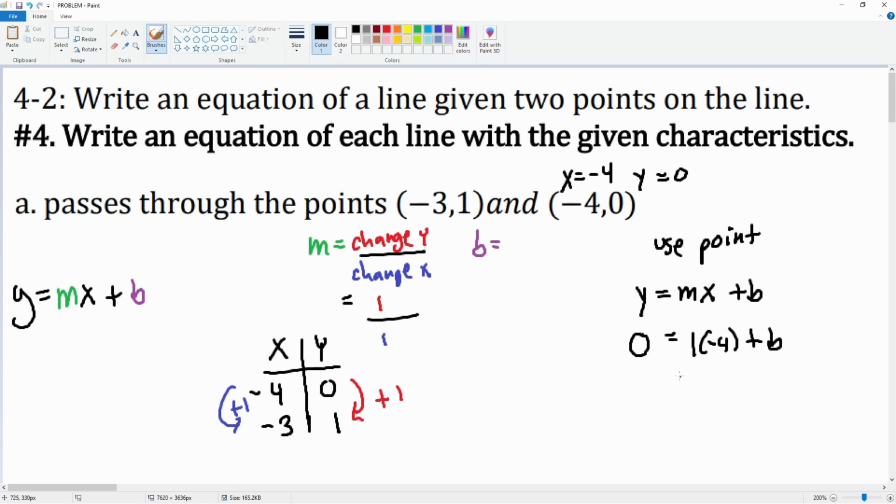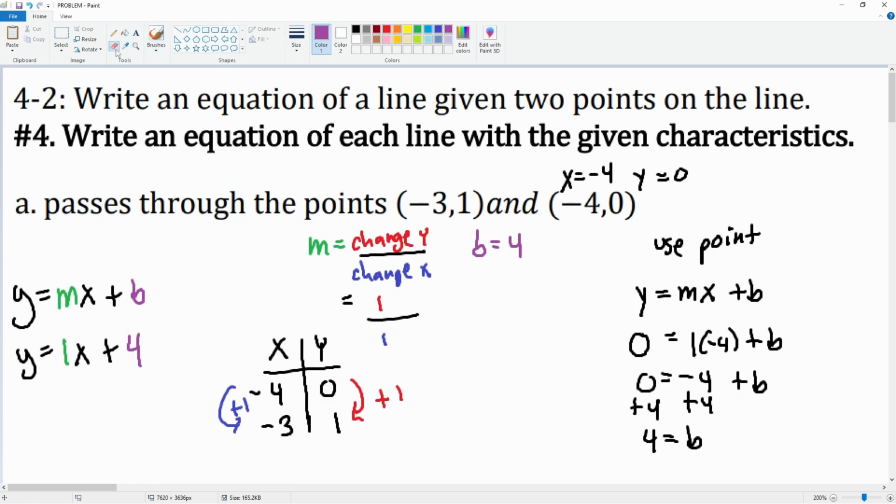1 times -4 is -4 plus b. To get b alone, we add 4 to both sides, leaving you with 4 equals b. This is now my y-intercept. Now all I have to do is plug it into my equation. My slope here is 1. I put the x plus the y-intercept of 4. Notice sometimes you don't see that 1 here, and you can just write it as y equals x plus 4.